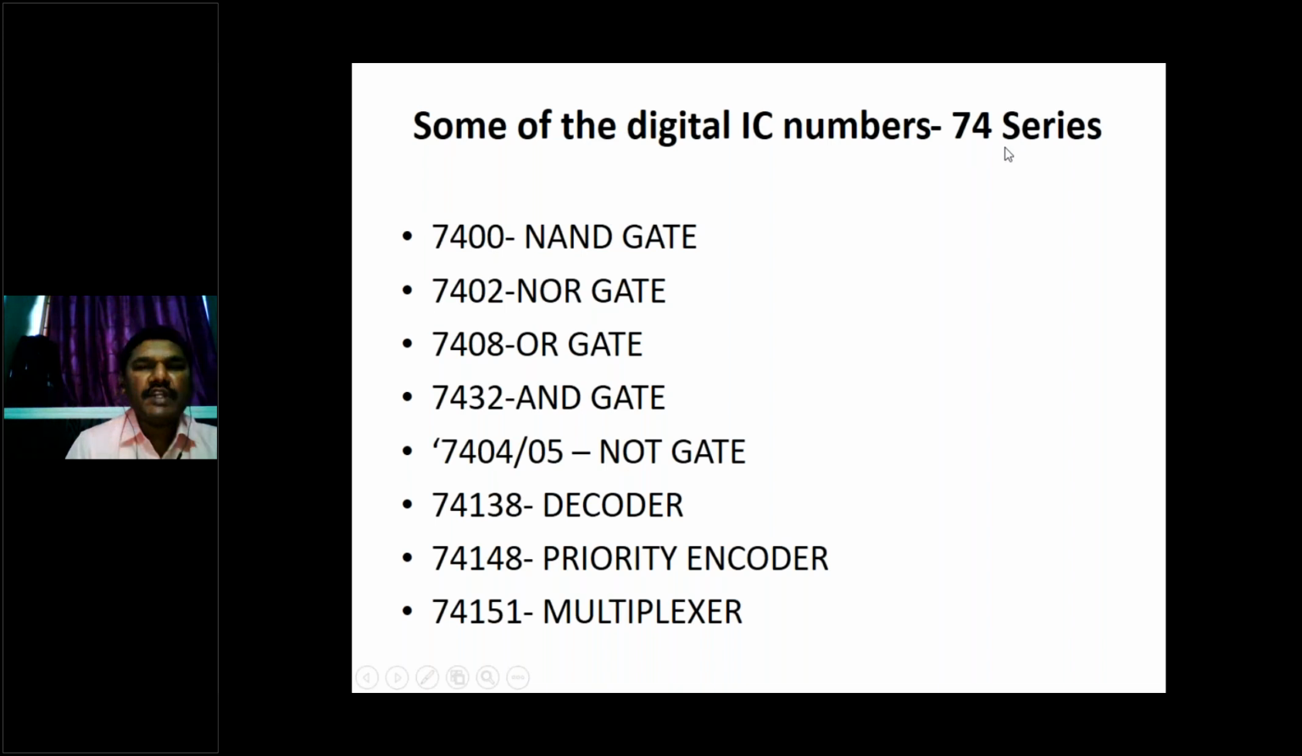Right, 74 series, what is meant by 74 series? Initially we had two types of digital ICs, 74 series and 54 series. The 74 series ICs are used for commercial applications and the 54 series ICs are used for military applications. What is the difference between these two? Military ICs operated between -50°C to +120°C, whereas commercial ICs operated between 0°C to 70°C only.